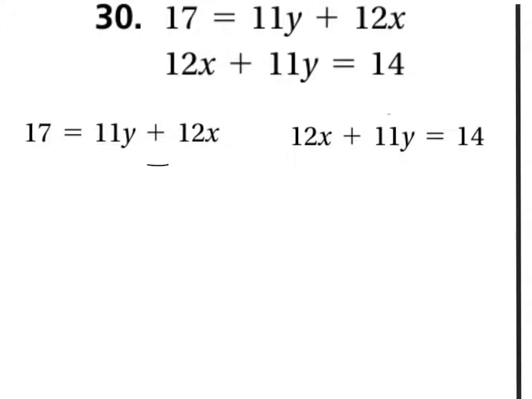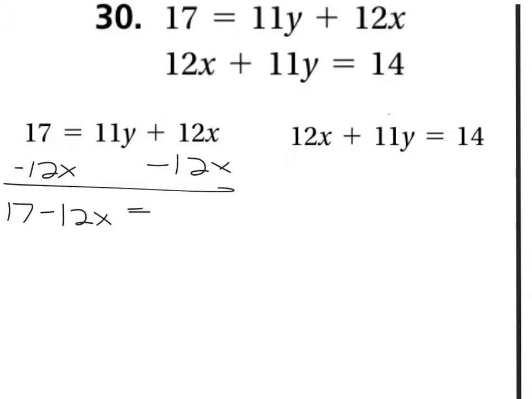This is great. I'm going to subtract 12x away. Minus 12x, minus 12x, and I get 17 minus 12x is equal to 11y. Okay? Well, why do I care? Because over on this equation where I have 11y, I know what 11y is equal to. 11y is equal to 17 minus 12x. So I don't have to get it down to a single y. I can just say we have that same number twice, so I can just substitute in.